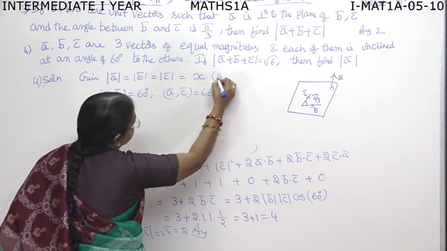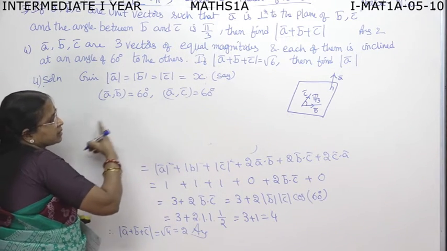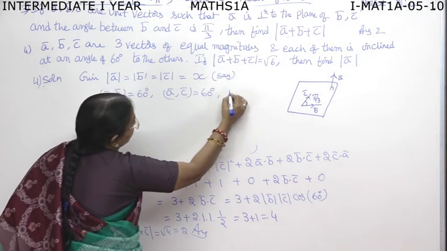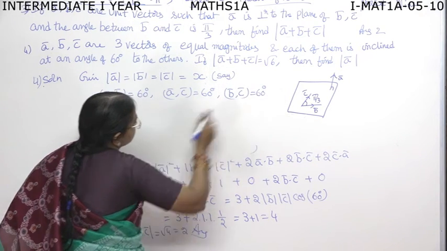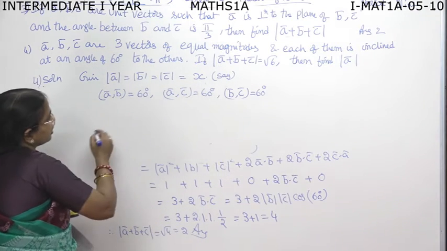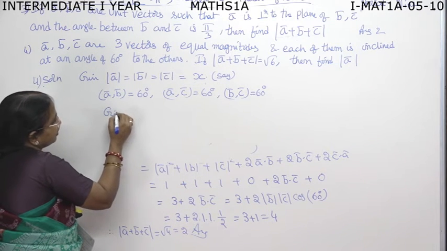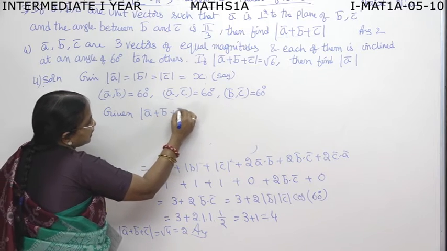Here you are taking x. We are taking, so we'll write, say, angle between A and B is 60, A and C is 60, and angle between B and C is also equal to 60 degrees. These are all given. Okay, now you are also given one more thing. What is it? You are also given mod of A plus B plus C is equal to root 6.